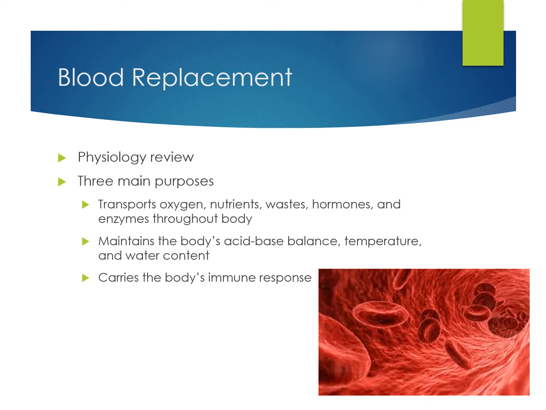We're going to do a little bit of review on blood. So blood performs several critical purposes in maintaining homeostasis in the body. If you remember back to your homework, the three main purposes are to transport oxygen, nutrients, waste, hormones, and enzymes throughout the body; maintain the body's acid-base balance, temperature, and water content; and carry the body's immune response.